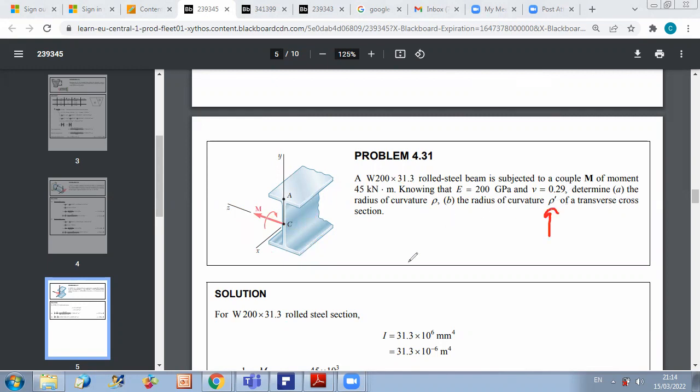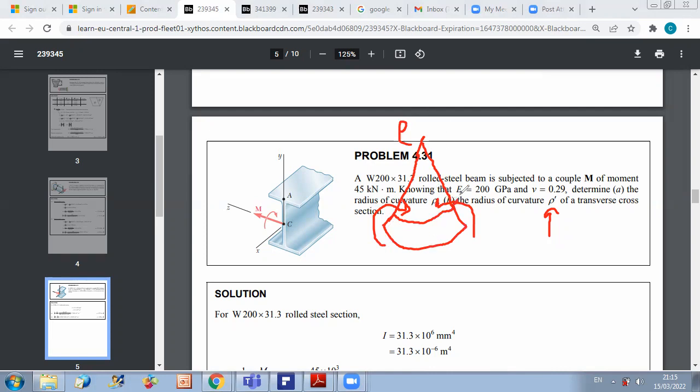So if you remember, at the beginning of the course material, we said that when the beam is subjected to a bending moment, you will have a certain deformation. Due to the bending effect, this deformation will lead to a radius of curvature in the bend section, rho. And we learned how to relate rho to the moment applied.